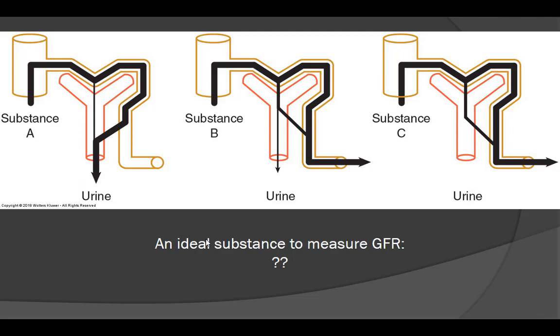It's actually a byproduct of muscle metabolism, and its amount in the blood is quite constant. And this is a substance which is only filtered. So whatever you see in the urine has come out only through filtration. There has been no reabsorption, there has been no secretion. So you can use creatinine as an indicator of the kidney's filtration function. Does it make sense? Okay.